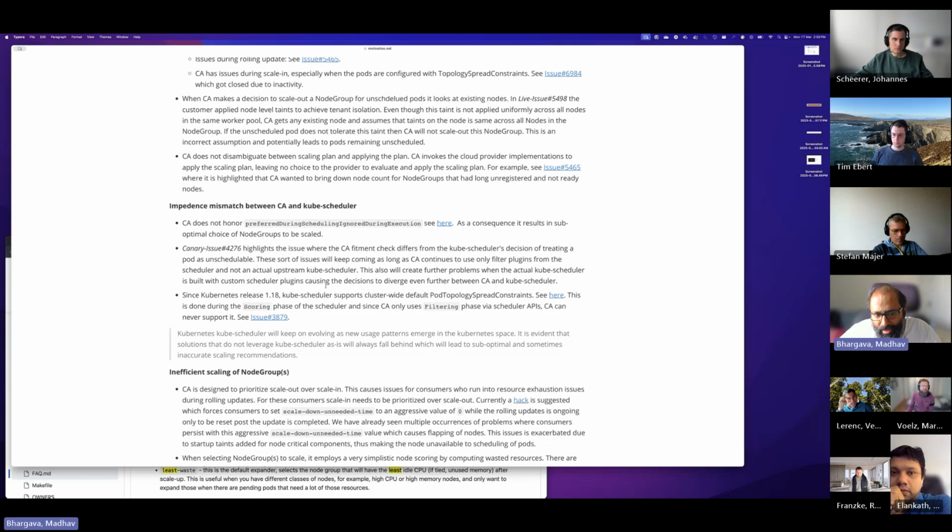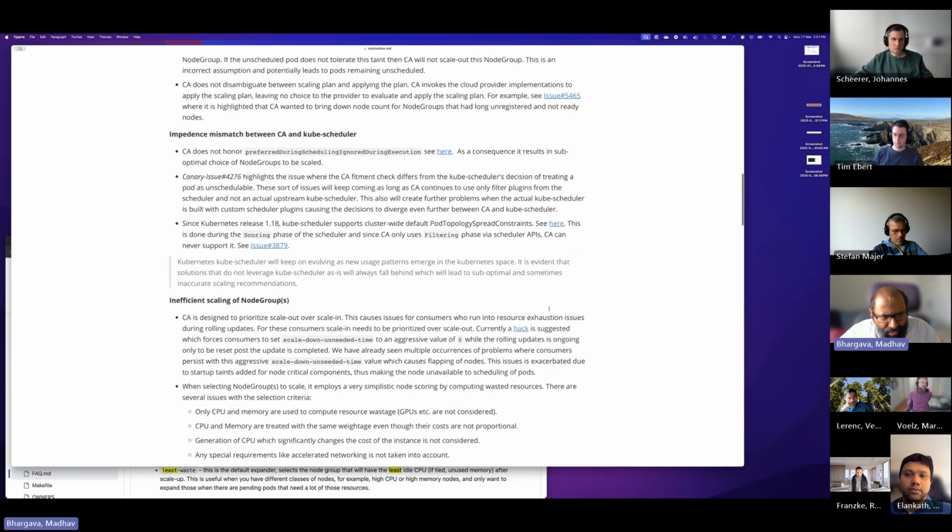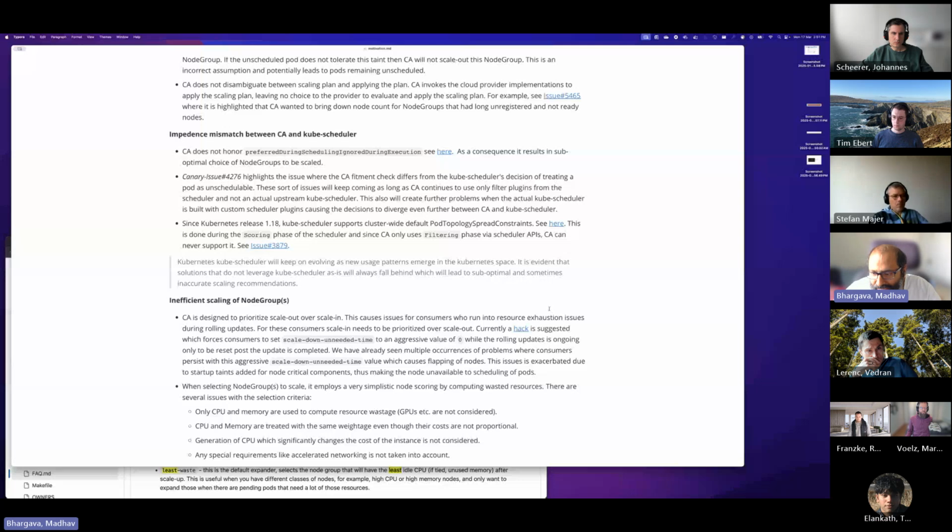Since 1.18, kube scheduler provides support for cluster-wide default pod topology spread constraints. And I have provided a link here. This obviously is not going to work because this is part of the scoring phase of the kube scheduler. And CA, since it only uses the API for the filtering phase, does not support it and will not support it. In general, the kube scheduler evolves, and it will, and it is already doing so.